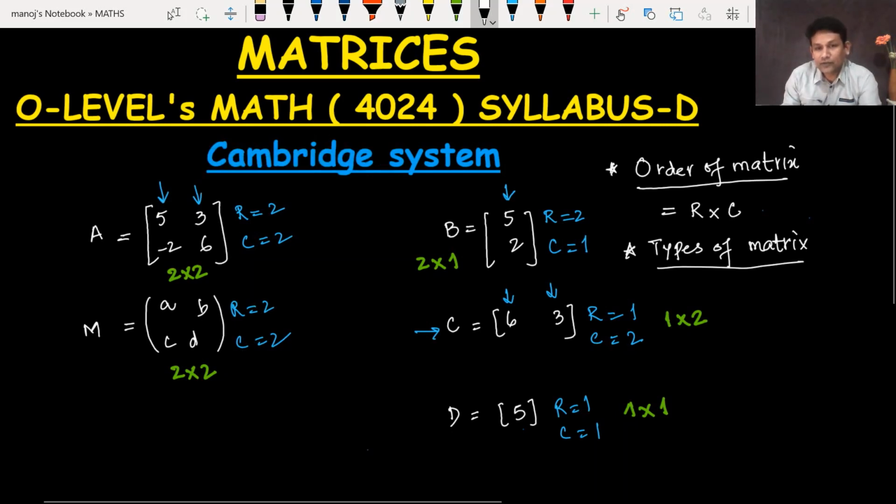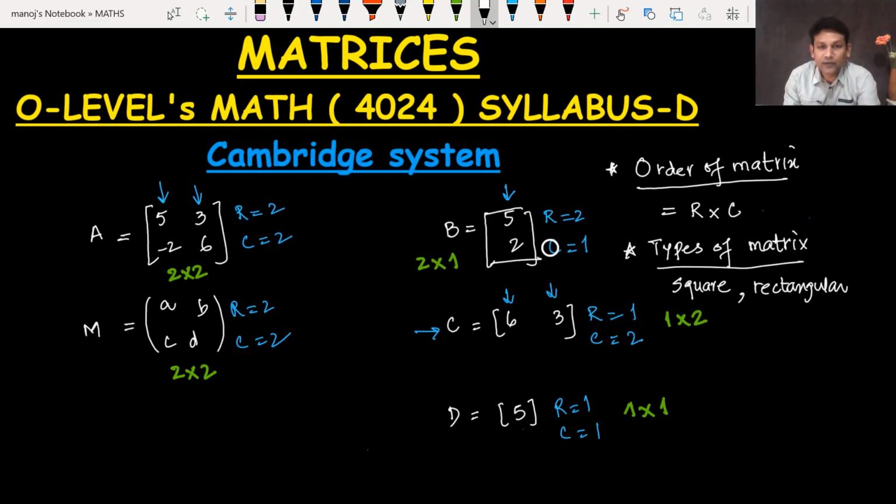I'm writing here, a square matrix is one type. Okay, then we have a rectangular matrix. What do you mean by rectangle? This is a rectangle. Yeah, 2 lines small and 2 big. So this is a rectangular matrix. This matrix is a square matrix. It means in a square matrix the number of rows and columns are equal, but in a rectangular matrix the number of rows and columns are not equal. These are the basic types of matrix.